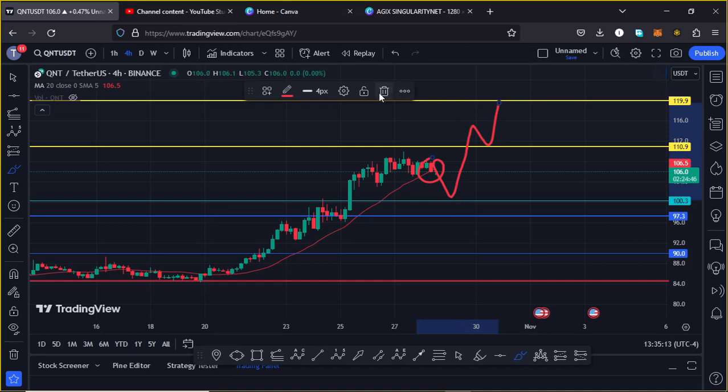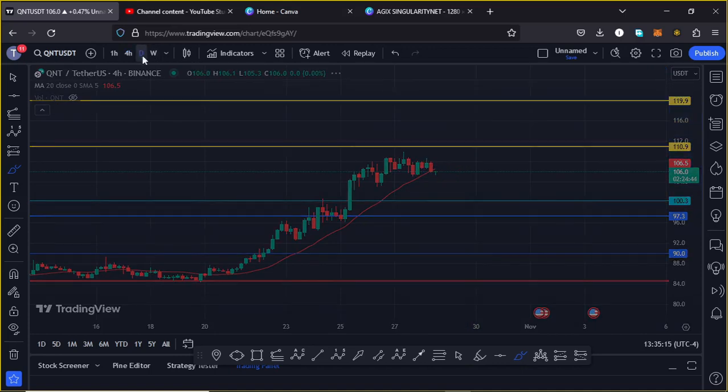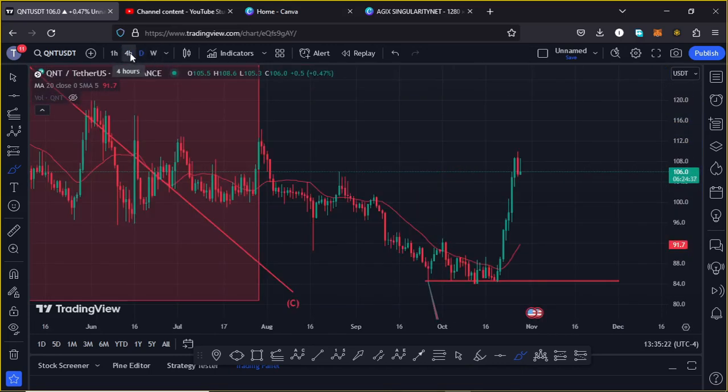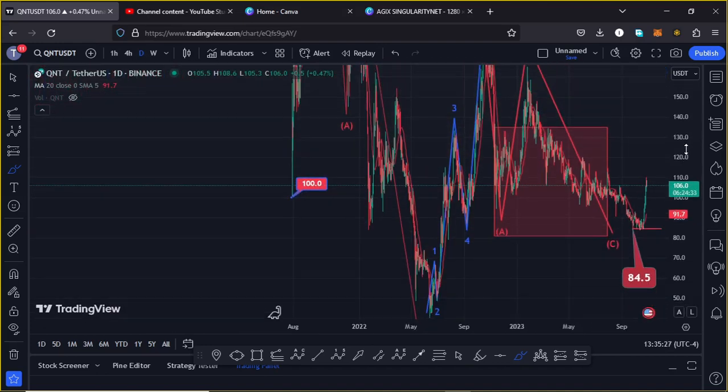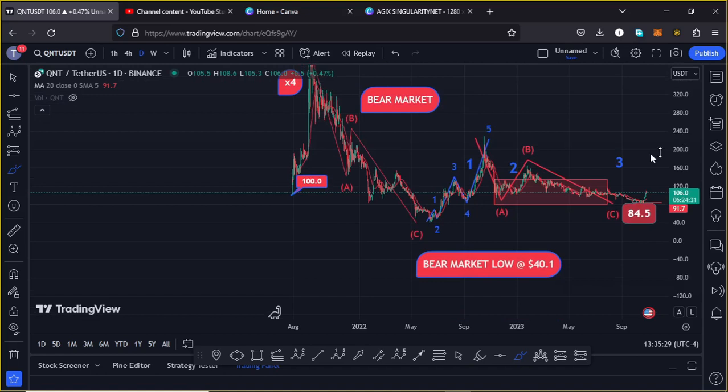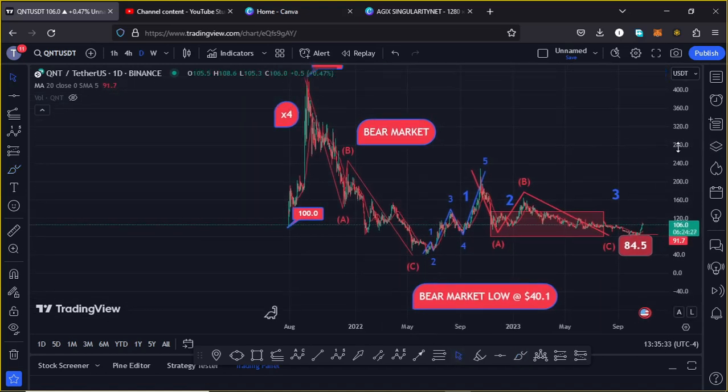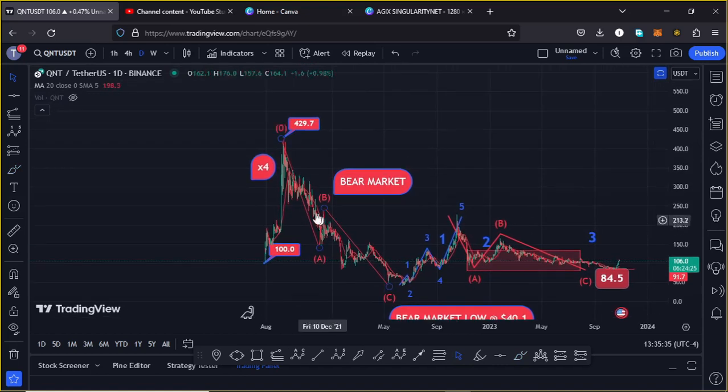Jumping to the daily chart, to first give you reasons why I believe that QNT has now given us a low at around the $84.5 mark. Here on the chart, you can see my long-term Elliott wave analysis, where after getting our lows at around the $100 mark, we saw that massive push to all-time highs at around the $429.7 mark, which was a 4x to the upper side.